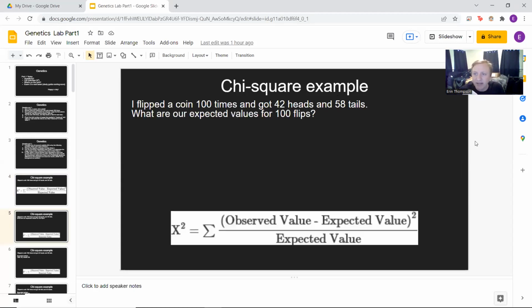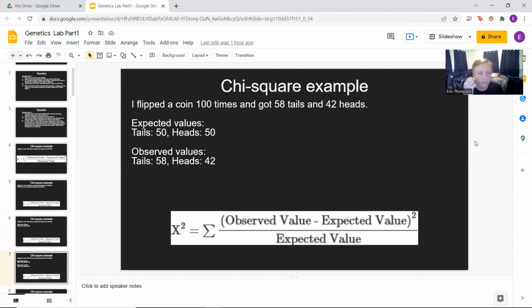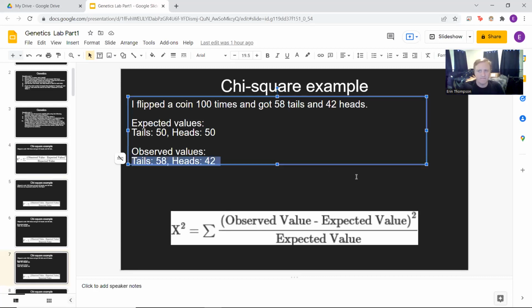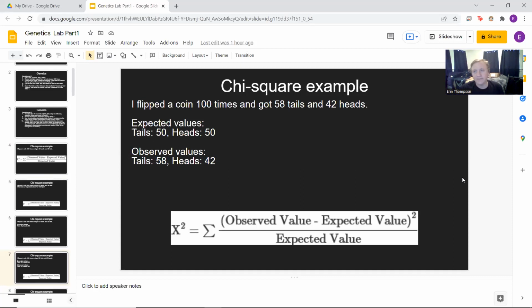We said that our expected values, or you all told me that our expected values, were 50 tails and 50 heads. Okay, so let's start running our chi-square calculation. So here we have our observed values. Where did these numbers come from? These observed values. Where did I get those? 58 tails, 42 heads, I should say. Where did those come from?